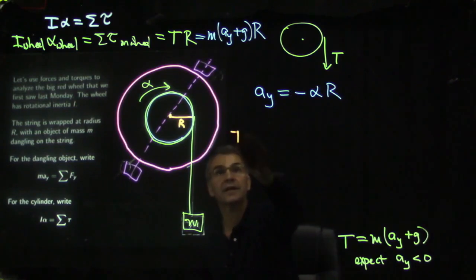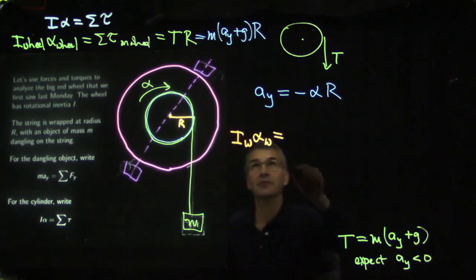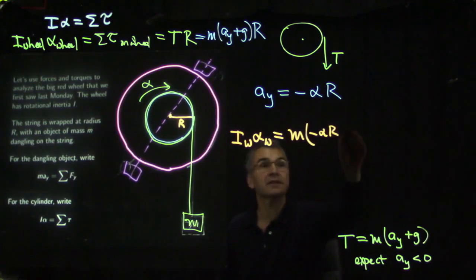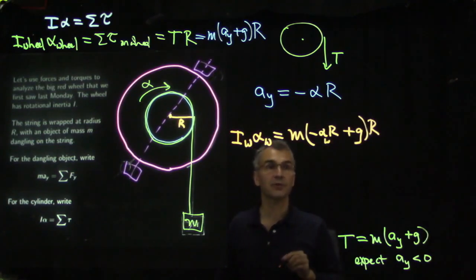Plugging that in, we get I_wheel α_wheel equals tension times r, which is m a_y. Well, a_y is minus α r plus little g, times big R. Now we have, and this is the alpha of the wheel, two terms that have alpha, so let's put those together.